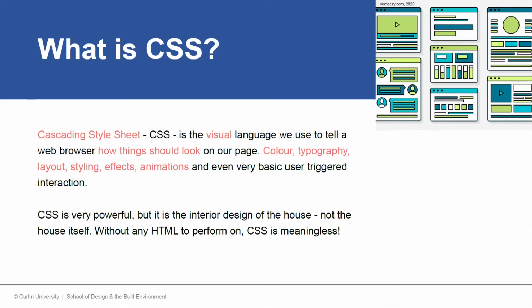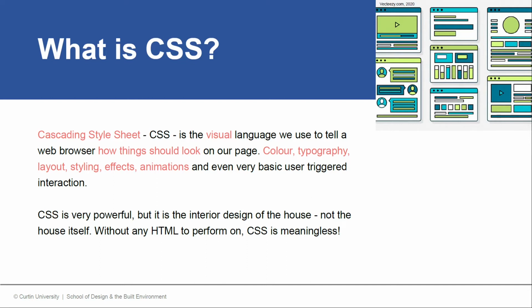So what's CSS? Well, that's Cascading Style Sheet, and like the name suggests, it reads the language from top to bottom, a little bit like a waterfall. It's all the visual, pretty aesthetic stuff of a website. So it's how things look, all the color, the typography, layout, styling, effects, and even animation. There are even some basic user-triggered things which we'll look at later in this unit, but generally it's just about aesthetics. CSS is very powerful, but it is all the aesthetic design. So it's the interior design of the house, not the house itself.